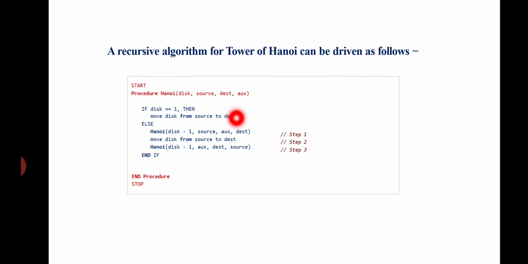The recursive algorithm takes the disks, source, destination and auxiliary. If you have one disk, it will move directly from the source to the destination. When there are more than one, we call Tower of Hanoi with source, auxiliary, destination, moving from source to destination. Here the source stays source, the auxiliary becomes destination, and the destination becomes auxiliary. Then we call it again, where the auxiliary becomes source, the destination stays destination, and the source becomes auxiliary. That is only step 1, step 2, step 3.